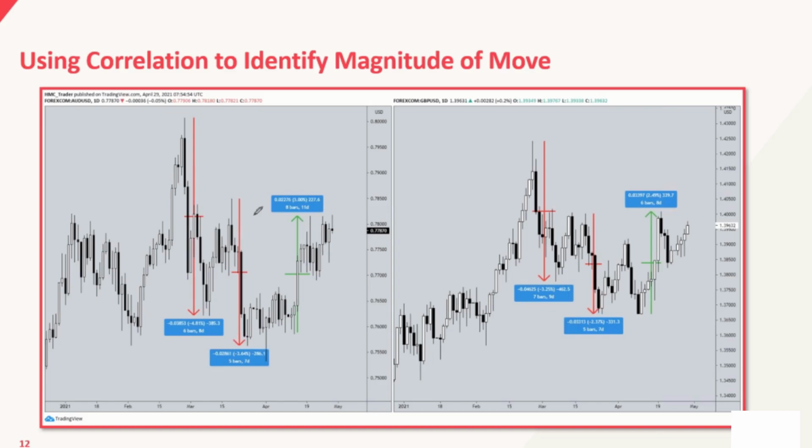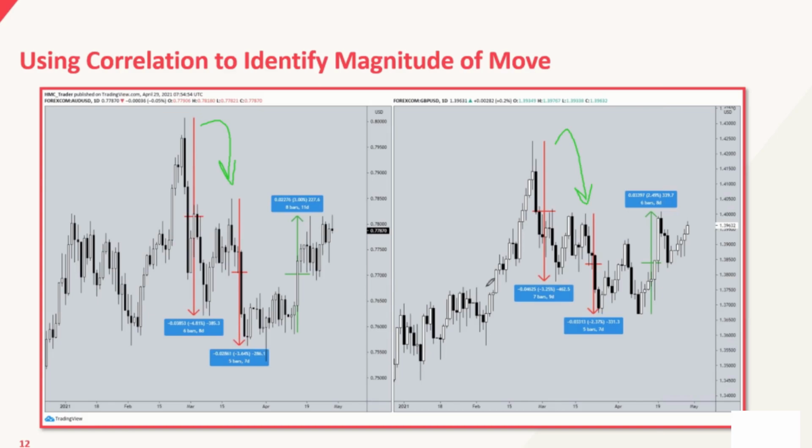Okay, so to confirm that, let's look at the next drop over here. The next drop, which is 7 days, Aussie dollar drops about 3.6%. And for pound dollar, the next drop, also 7 days, pound dollar drops about 2.3%. So it's about 1.5% away. So it averages around 1.5 whenever Aussie dollar and pound dollar drops.